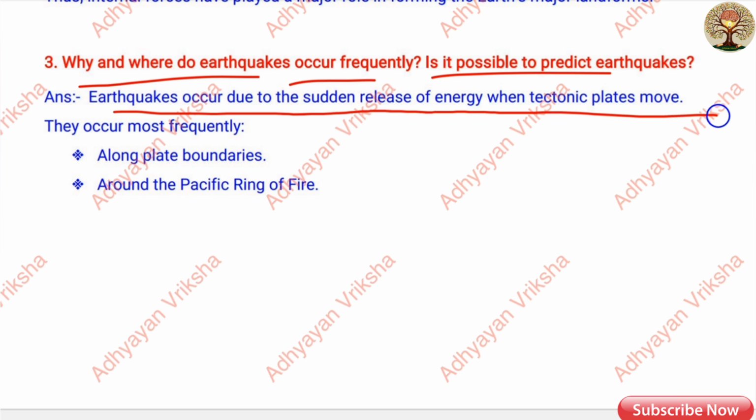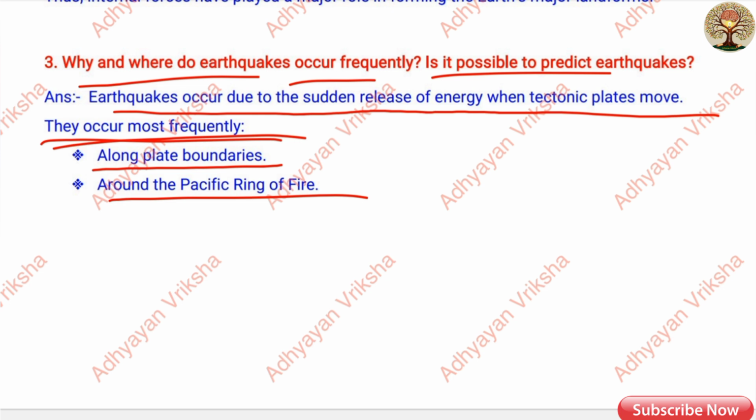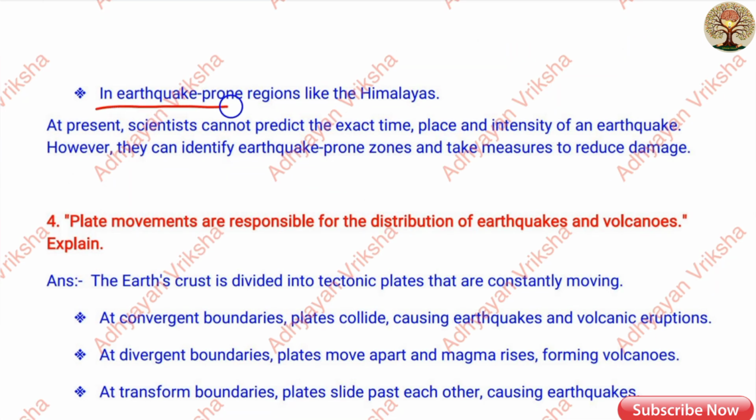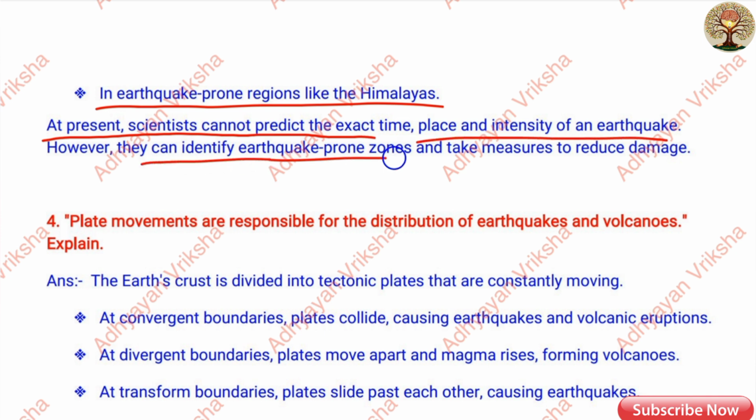Now question number 3, why and where do earthquakes occur frequently? Is it possible to predict earthquakes? Earthquakes occur due to the sudden release of energy when the tectonic plates move. They occur most frequently along the plate boundaries or around the Pacific Ring of Fire. Third one is in earthquake prone regions like the Himalayas. At present, scientists cannot predict the exact time, place and intensity of an earthquake. However, they can identify earthquake prone zones and take measures to reduce the damage.